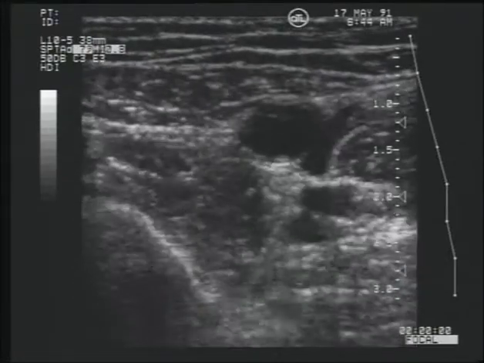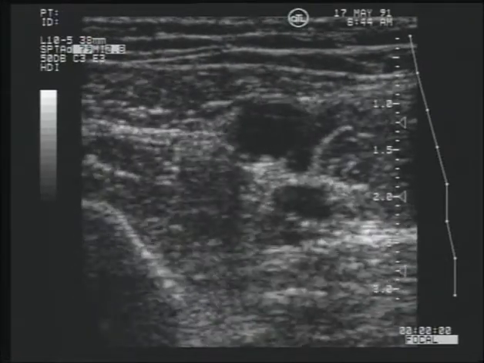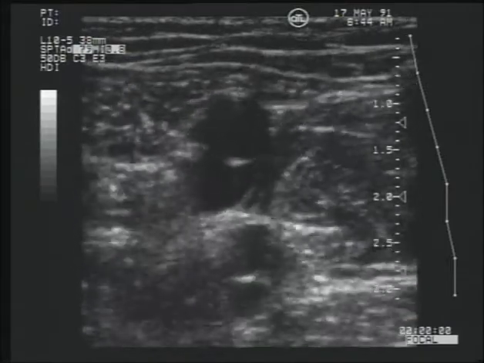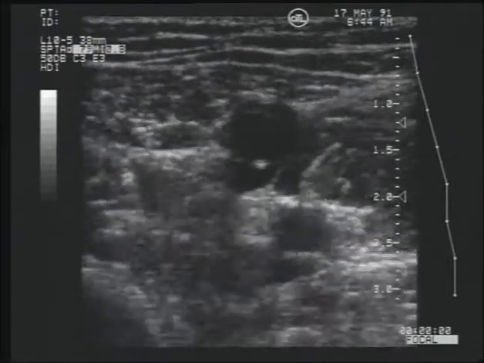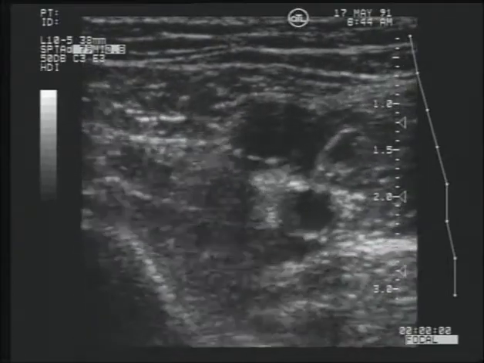collapse in response to light probe pressure. This is the key to venous imaging. When the vein walls completely collapse in response to light probe pressure, the vein is unequivocally thrombus-free at that location.